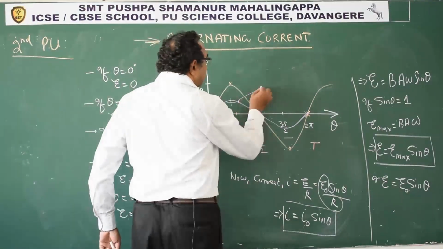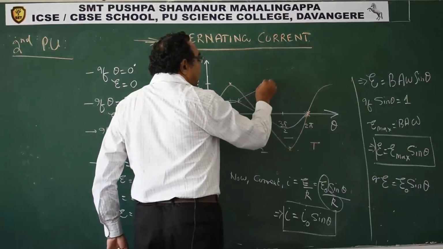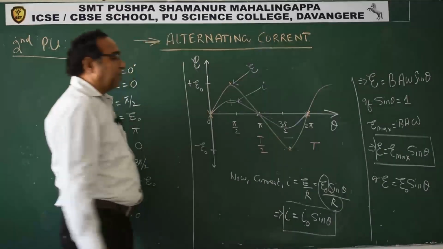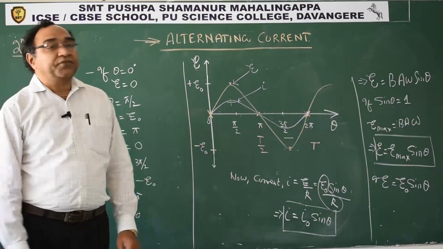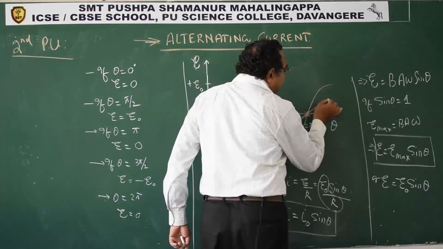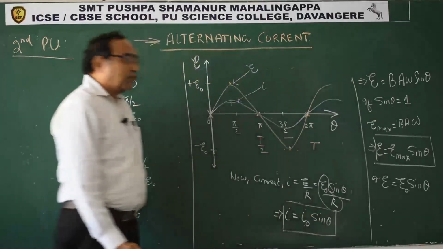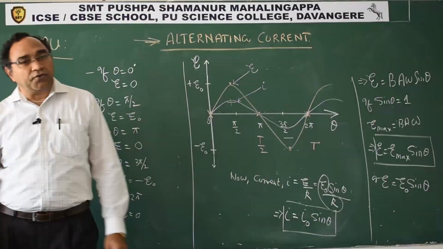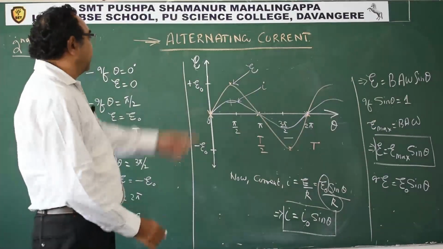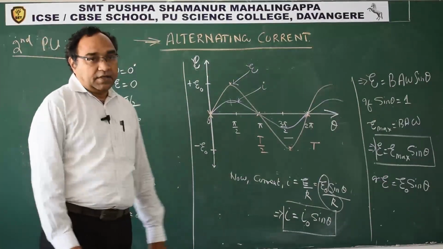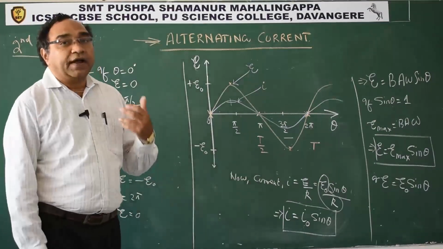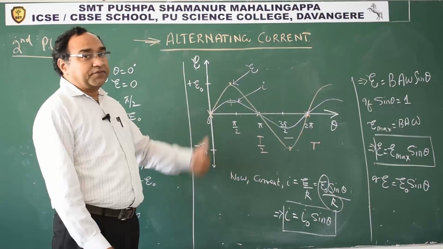You see, this graph is for I, this graph is for your induced EMF. Both are sine functions, see. So if I try to extend this, it will also go this way, see. So what we find, again, current is also reversing its polarity every half cycle. That is what is alternating current. Now, what is the practical significance of this?